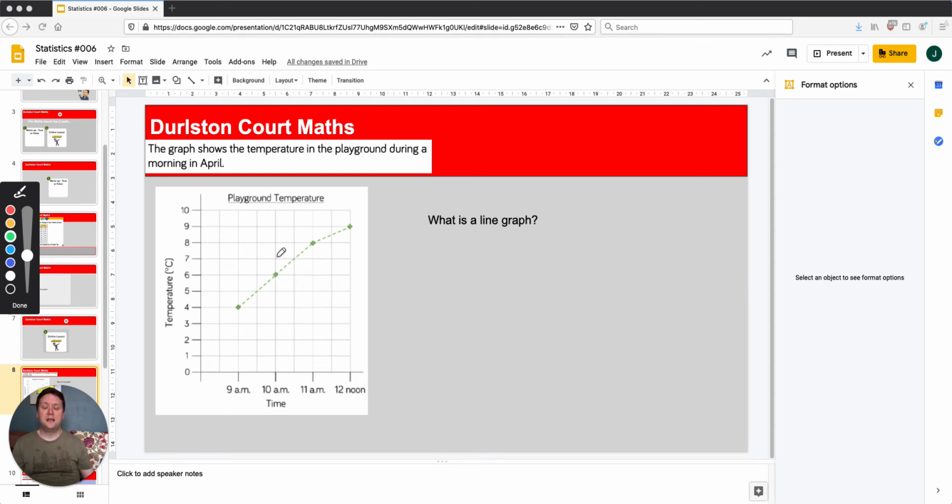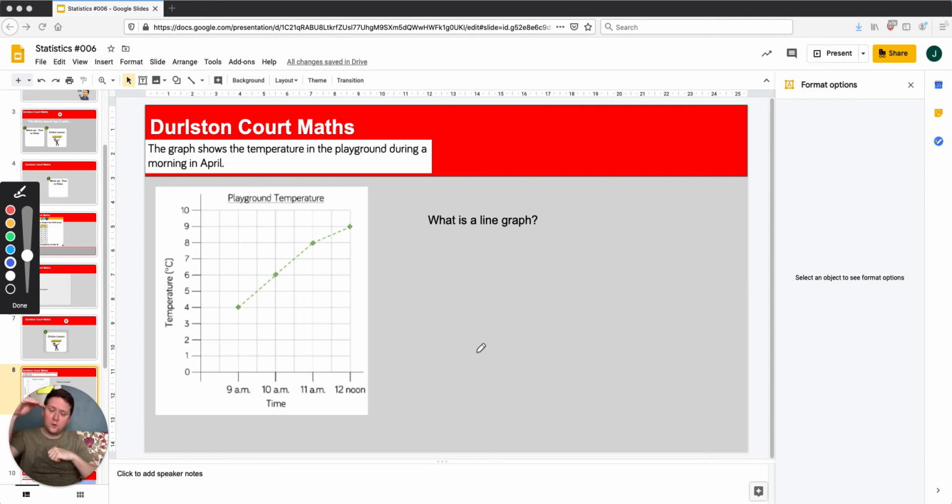So between 9 AM and 10 AM it's gone up by 2 degrees. Between 10 AM and 11 AM it's gone up another 2 degrees. But between 11 AM and 12 PM it only goes up by 1 degree. We can see that between 11 and 12 the line is not as steep as between 10 and 11. So that shows that it hasn't gone up as much or increased as much as when it did between 10 and 11 there.